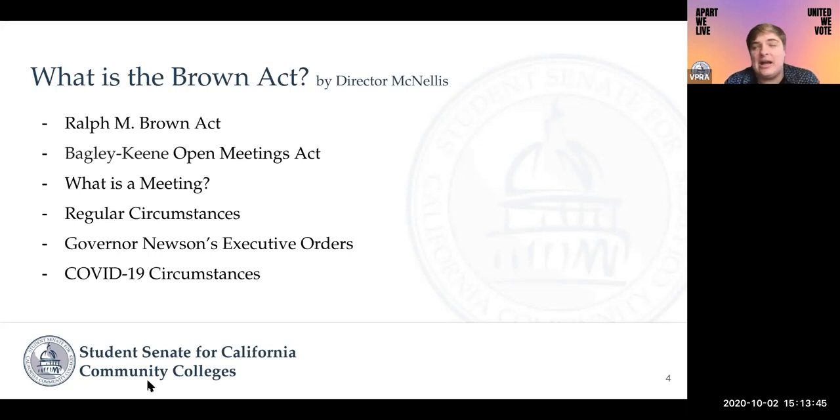So this would be like the Democratic caucus meeting in secret, or the Republican caucus, or the Libertarian, party caucuses meeting in secret to decide and talk about votes with a quorum being present. So with Assembly Member Ralph M. Brown, and that is where the name Brown Act came from, they were able to pass this law. It was signed by Governor Earl Warren, and it was passed unanimously.